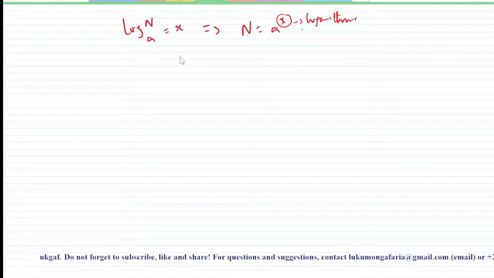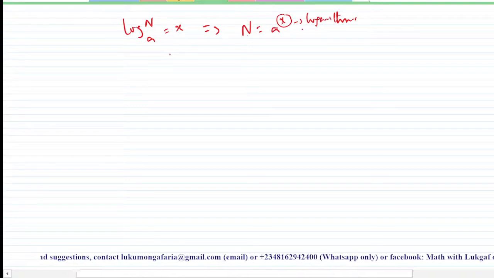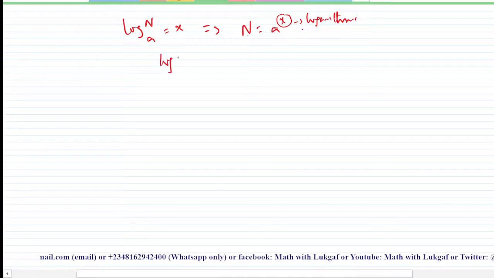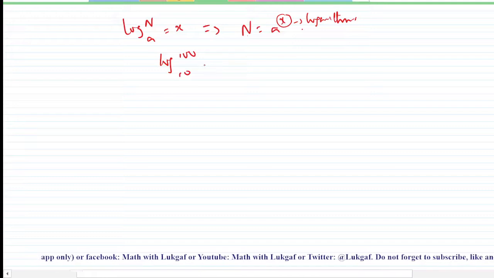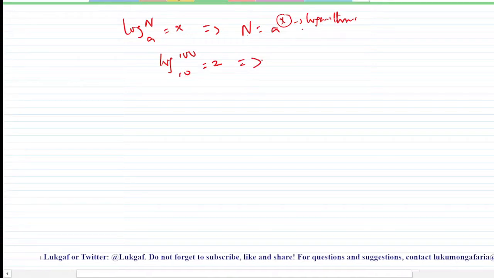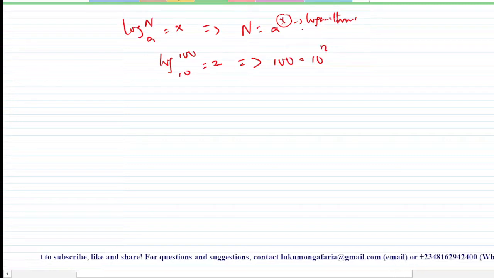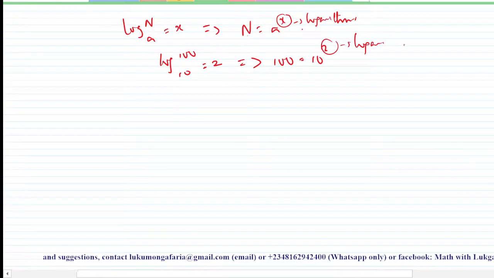You understand? In essence, when I have my common logarithm, don't forget the common logarithm is the logarithm in which the base is 10. So if I have logarithm of 100 base 10, we know logarithm of 100 base 10 is equal to 2. Then you can rewrite it in indicial form. This will give you 100 is equal to 10 raised to power 2. Again, this is your logarithm.